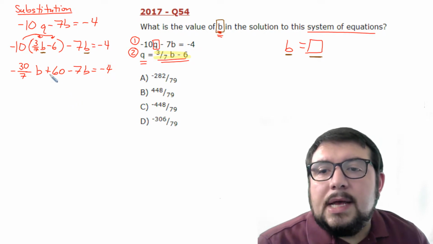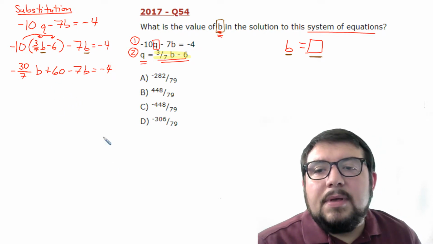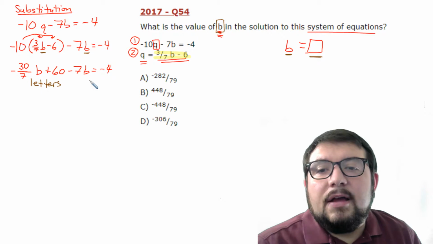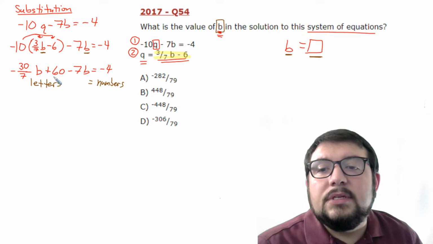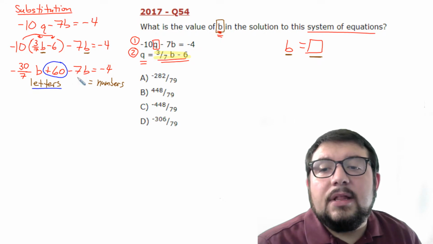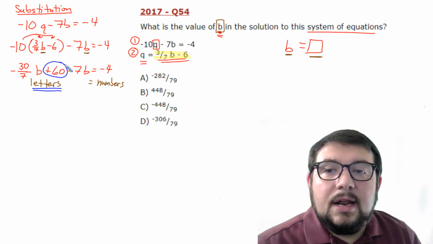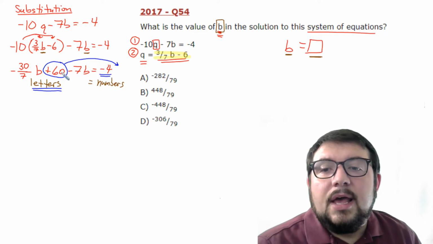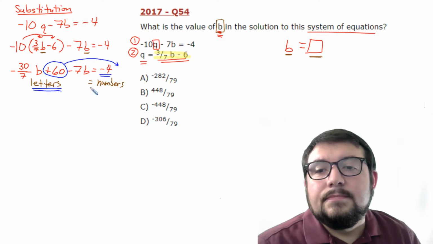Now what am I going to do? Well, I would like to have all my b's on the left, so I want to have one side that's only for letters, basically. And then I want to have one side that's only for numbers. What I'm going to do is take that positive 60, that's just a number. This term is a number with a letter attached, so that can stay on the letter side. This one is a number with a letter attached, so that can stay on the letter side. I'm going to take that positive 60 and move it to the number side, because negative 4 is just a number, no letters attached. And this one belongs with that friend over there.